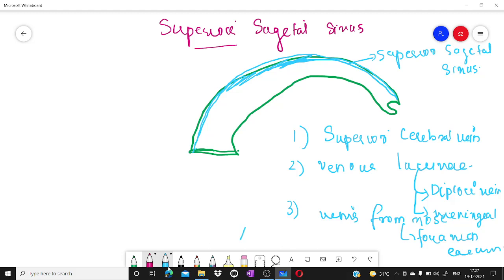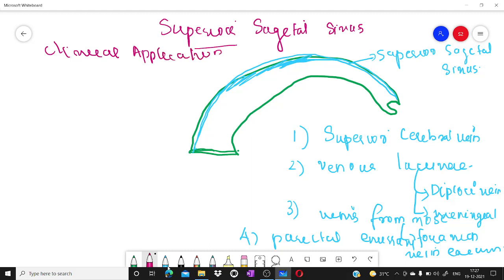Another tributary is the parietal emissary vein. So there is a clinical application here. What is the clinical application? There can be a condition where there is a thrombosis of the superior sagittal sinus.